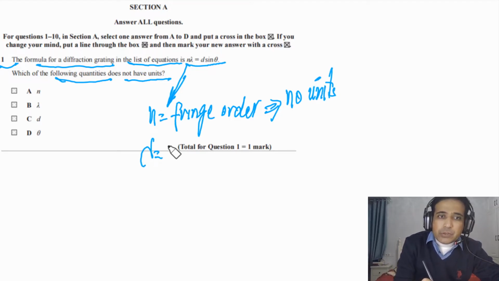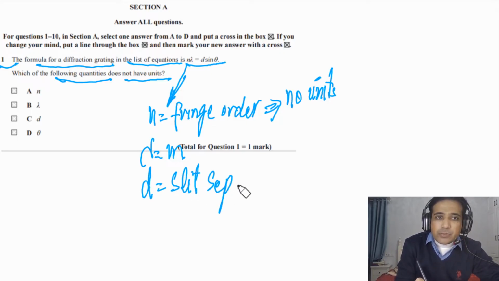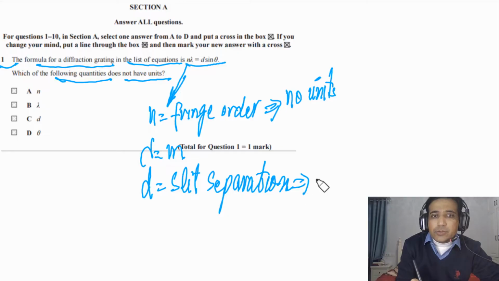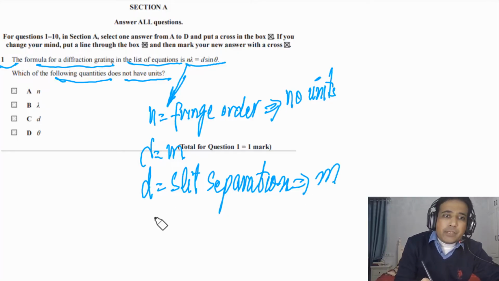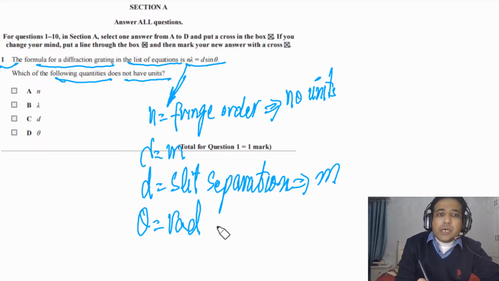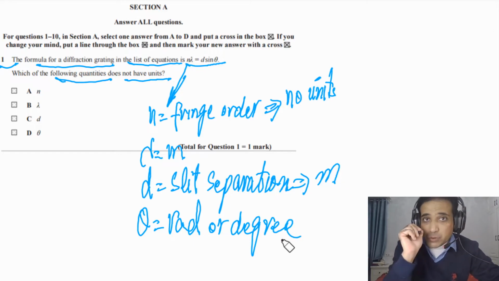Lambda is the wavelength, so the SI unit for this one is meter. And then we have d, this is slit separation, this is just distance and the unit of this one is meter. And then we have theta, the unit of this one is radian, or we can say degree. So radian or degrees we can use.